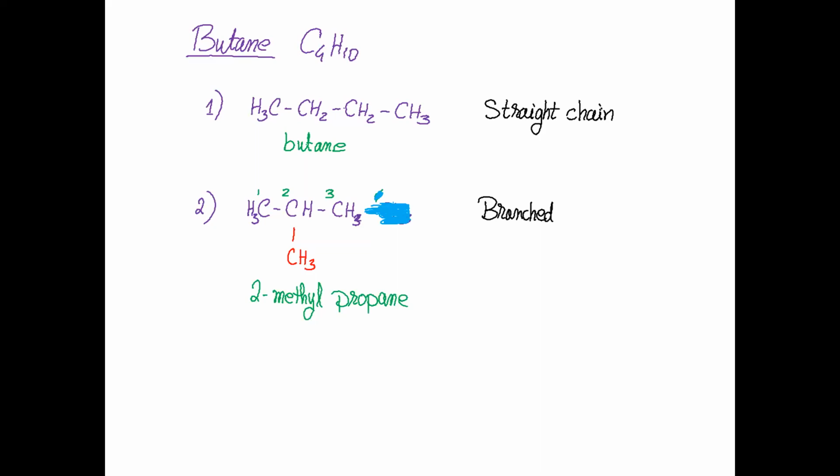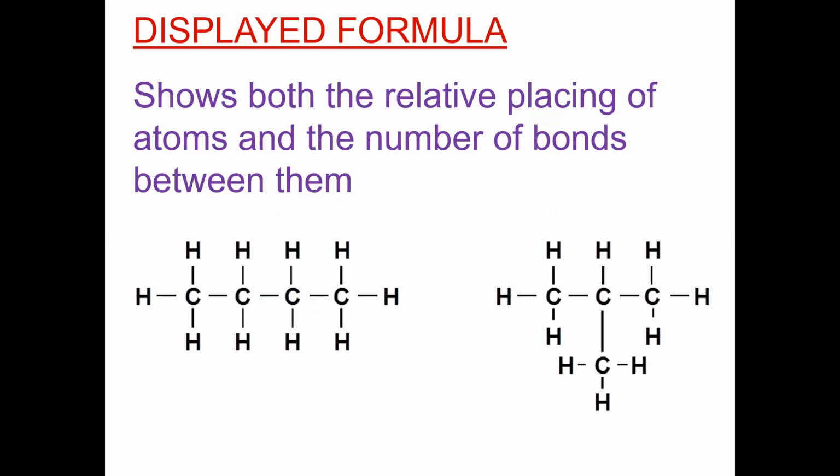This is the structural formula of butane, C4H10, straight chain and branched. I have shown these two examples to you already. The branches are on the side, in the middle, anywhere. These are called the branches.